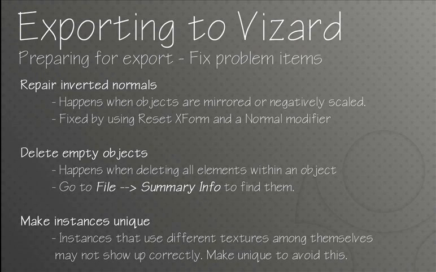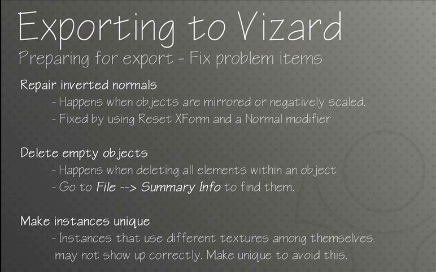A third problem that you might come across is that sometimes if you instance an object and then you apply a material to another instance of that object, the material that was on the first instance of the object will show up on all other instances of that object. So the way to fix this is in Max, just make each of those unique, and that way when you export, it won't think that they're the same object, just instanced, and it'll be able to display the materials correctly.